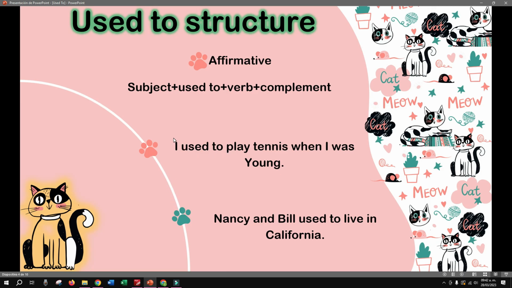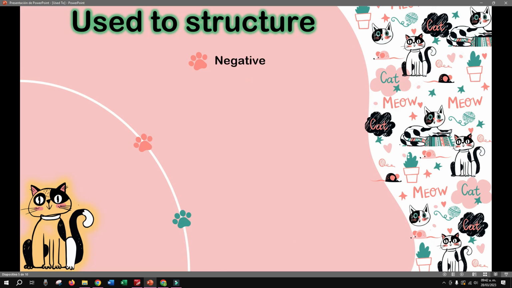So look at this. No matter the subject, you're going to use the same structure. I used to, and here the verb in the base form, that will be the main verb, and the complement. If you want to use a clause, that would be great, or if not, that's also good, right? Let's see the negative.